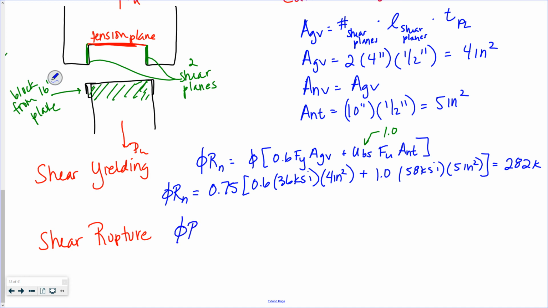If we look at rupture, well, we'll figure out why rupture isn't getting control. So any idea why rupture might not control? All right, this is shear, right? Shear yielding uses the gross shear area and the yield stress, which is always less than the ultimate. And then rupture uses the net shear area and the ultimate tensile stress. And in this case, my gross shear area is equal to my net shear area.